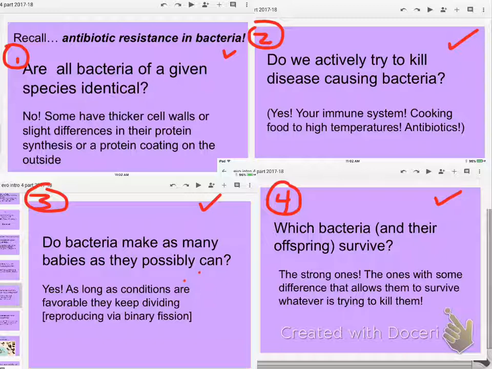If every organism in a population of bacteria is identical and they get hit with a bacteria that works against them, what happens to them all? They all die.